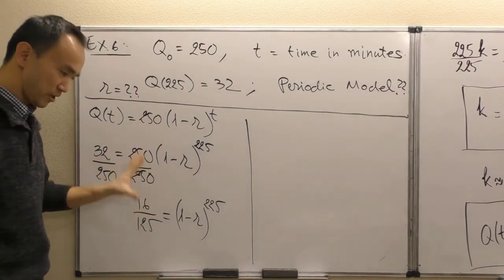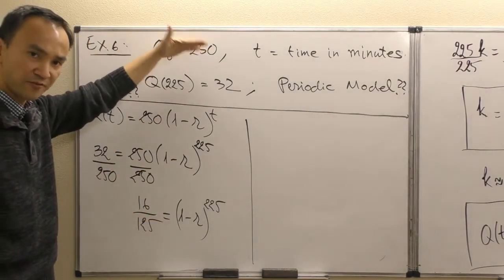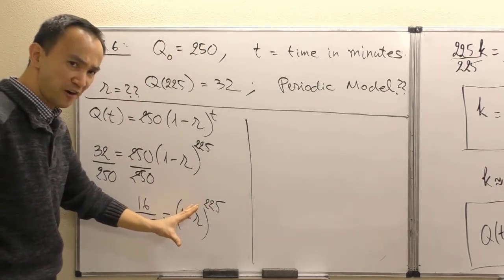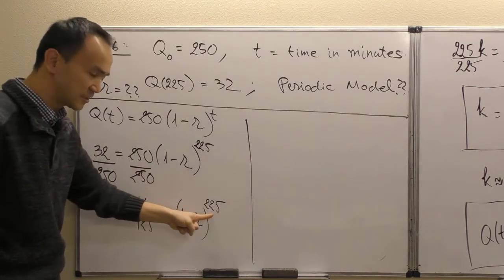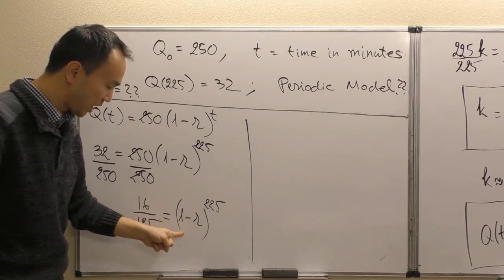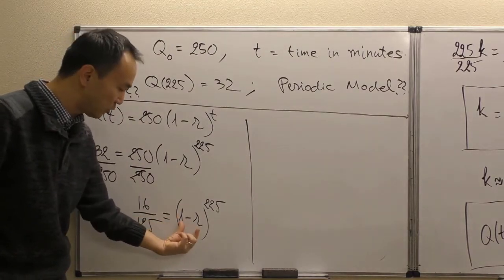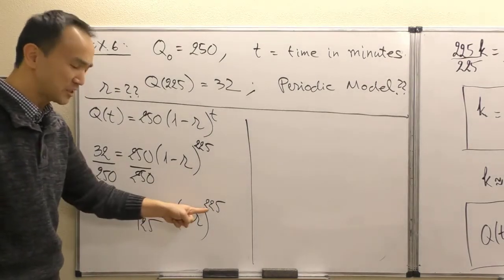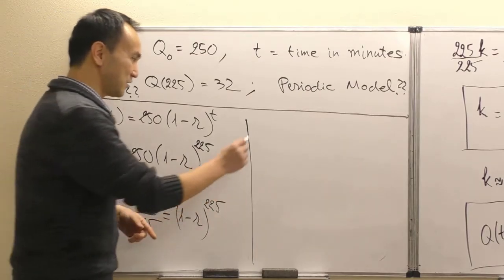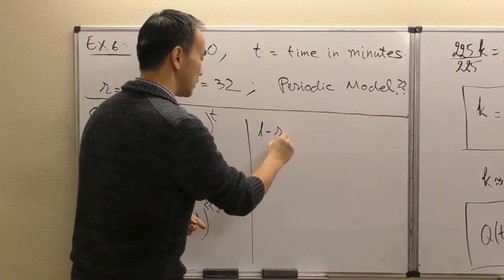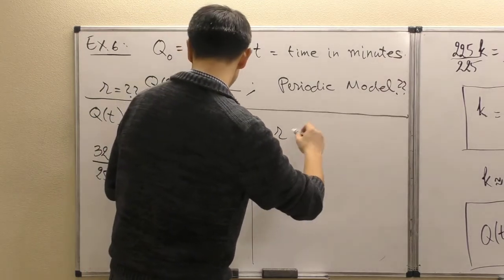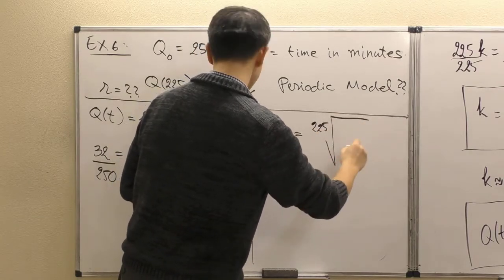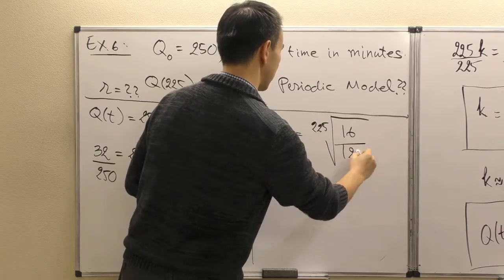That's the direct route, where we extract information right from what's given and solve it out. To solve for r, this is not really an exponential function any longer, because it's a power of 225, and the variable is in a power form. To undo a power, we take roots. We take 225th roots, so 1 minus r equals the 225th root of that ratio 16 over 125.